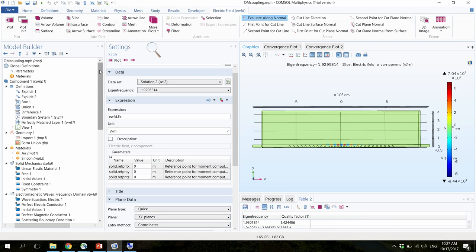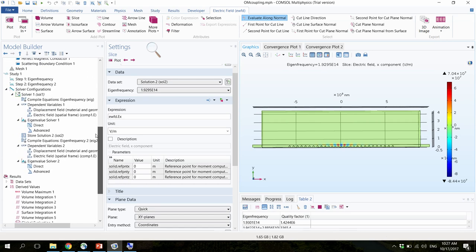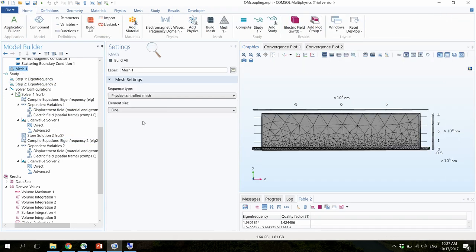I think for a moment, if the simulation is too slow, then you can simply decrease the mesh. Otherwise, it will probably take very, very long time.